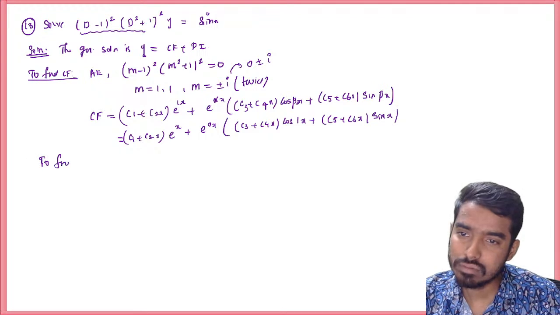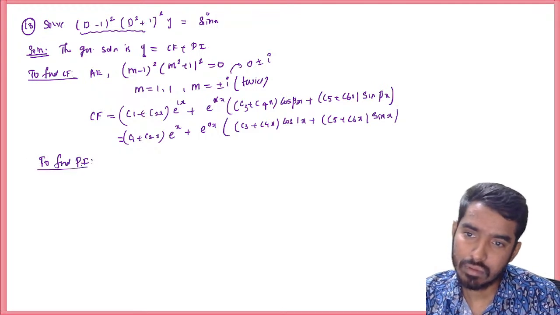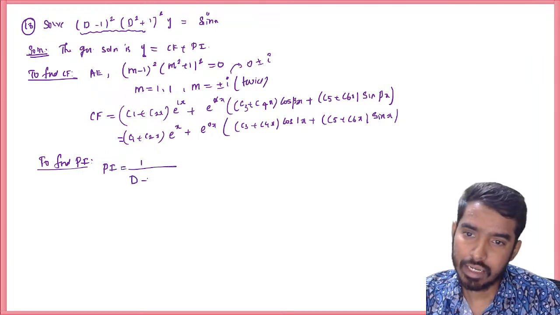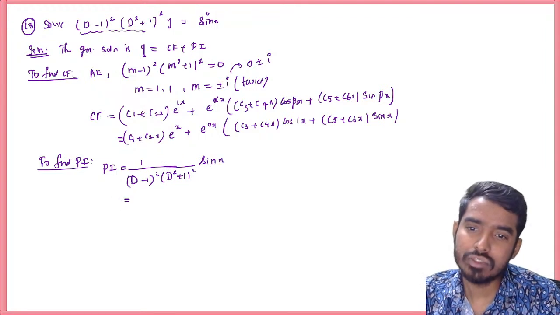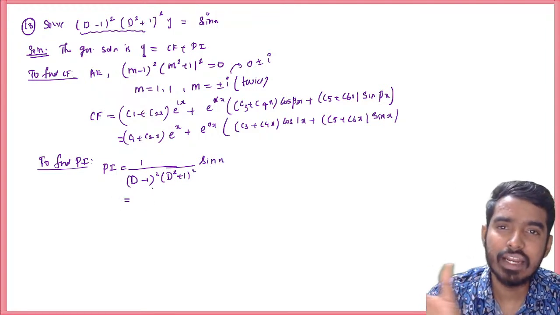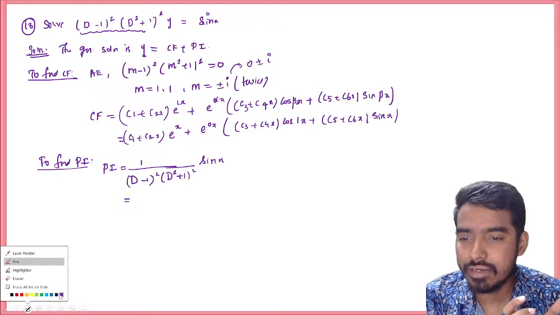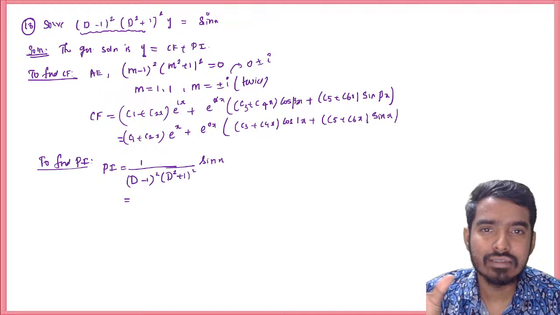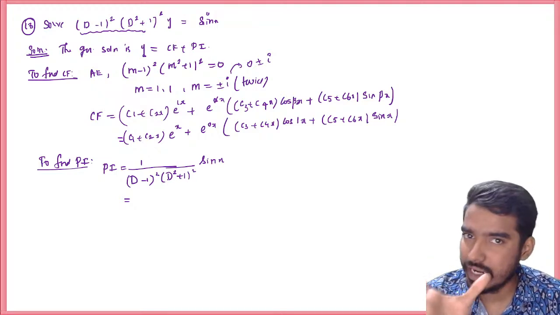Okay, to find PI. PI is 1 divided by (d minus 1) whole square, (d square plus 1) whole square of sine x, right? So what you can do is always write a single term. Here you just expand this and multiply it out, writing a single term.